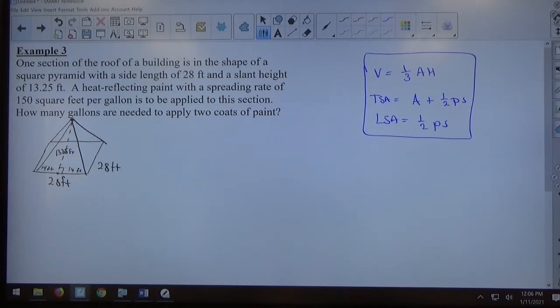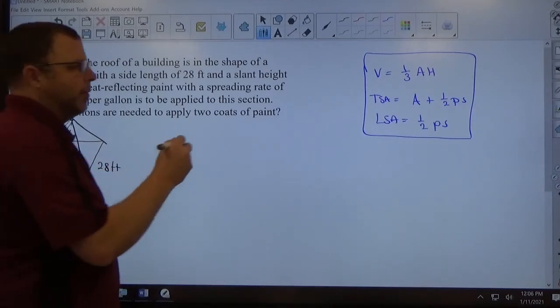Heat reflecting paint with a spreading rate of 150 square feet per gallon is to be applied to this section. How many gallons are needed to apply 2 coats of paint? Well, if we're painting the roof with a heat reflecting paint, I would assume we're just applying paint at the top of the roof, not the base, right? If we're painting a house roof, we're not painting underneath the roof on the bottom, right? So basically what we're looking at here is lateral surface area.